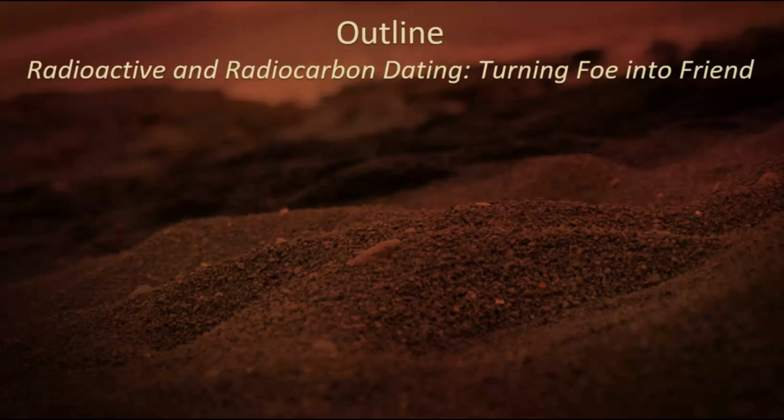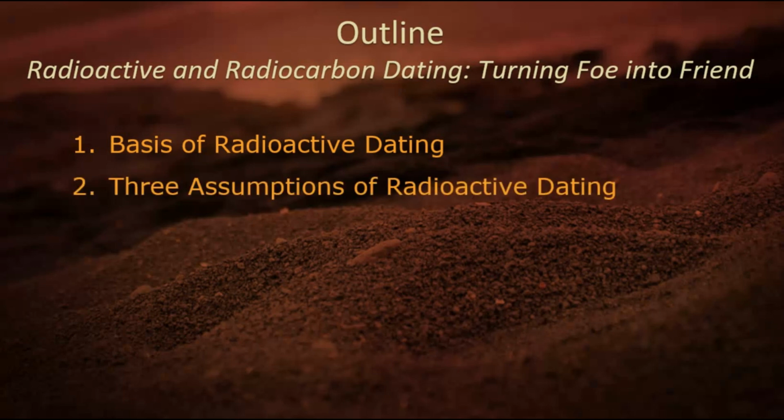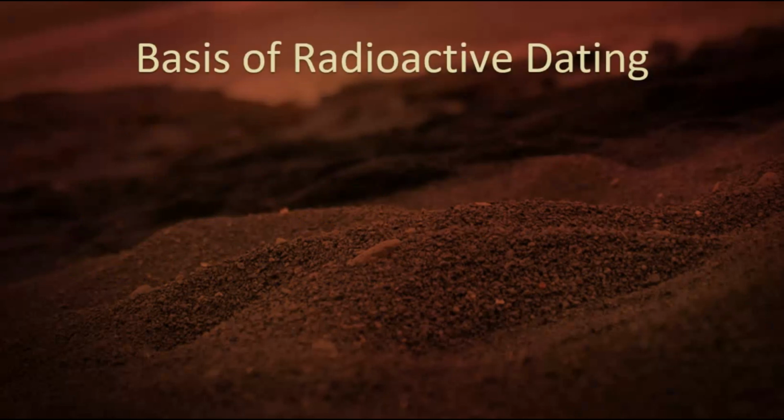Today's outline is radioactive and radiocarbon dating, turning foe into friend. I have 4 key points. First, a basis of radioactive dating. Point number 2, there are 3 assumptions that secular scientists use for radioactive dating. And then we'll talk about the 5 evidences for a young Earth from the RATE group. And then the final point is turning this foe of millions of years, the rocks that are supposedly dated, into a friend of creation. So let's get started on basis of radioactive dating.